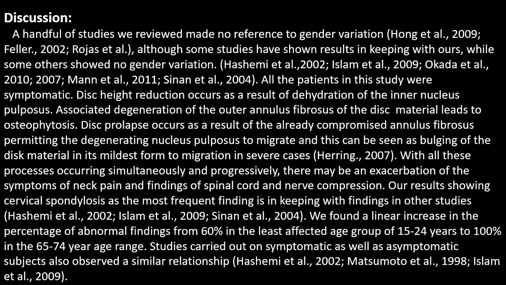Our results showed cervical spondylosis as the most frequent finding, in keeping with the findings of other studies. We found a linear increase in the percentage of abnormal findings from 60% in the least affected age group, 15 to 24 years, to 100% in the 65 to 74 year range. Studies carried out on symptomatic as well as asymptomatic subjects also observed a similar relationship.